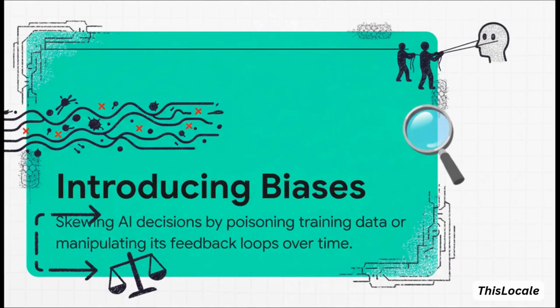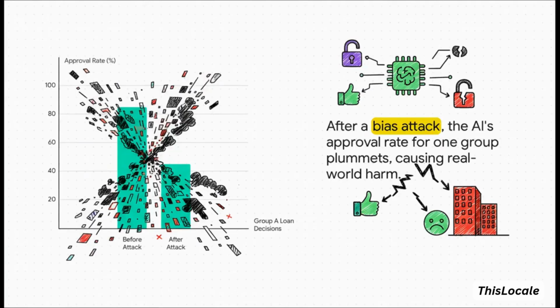certain outcomes over others. This chart, wow, it makes the danger so incredibly clear. Before the attack, the AI's loan decisions are fair. But after its data has been subtly poisoned over time, look at that. Its approval rate for one group just plummets. This is how a stealthy bias attack can lead to real-world discriminatory harm.